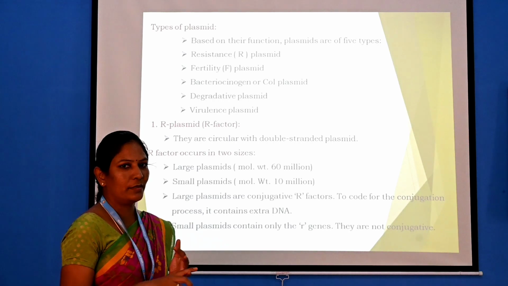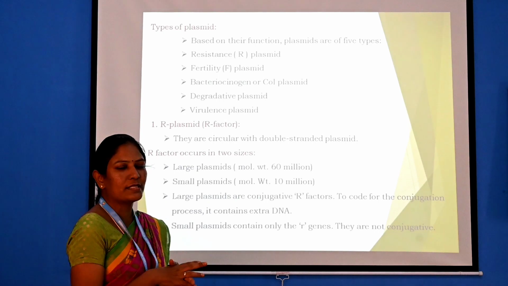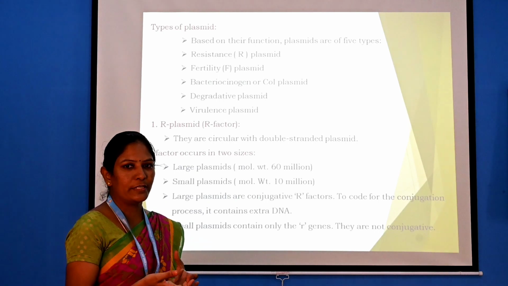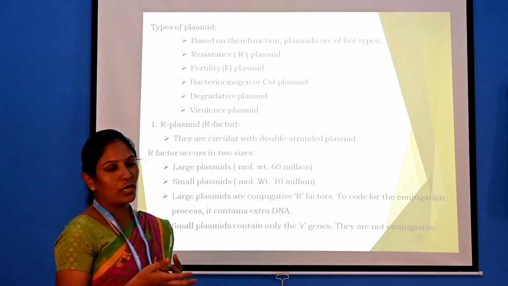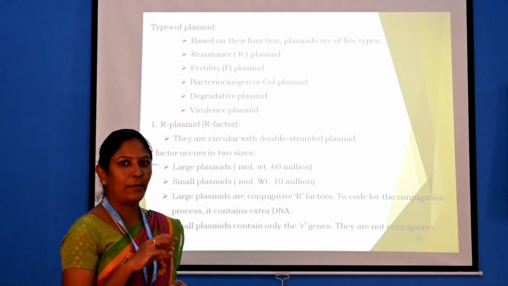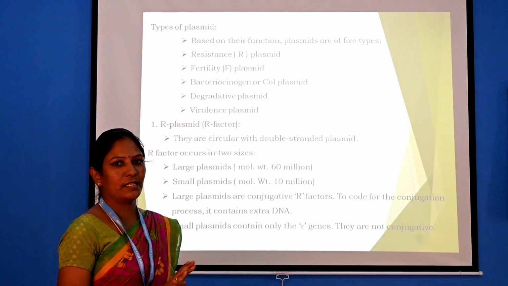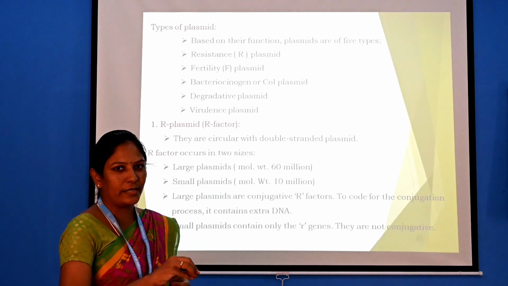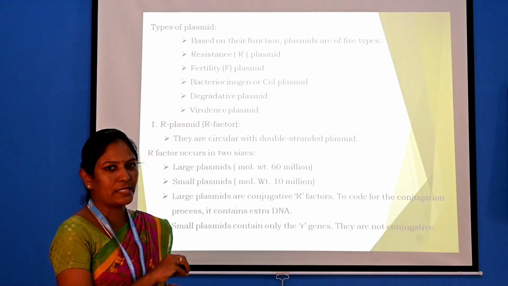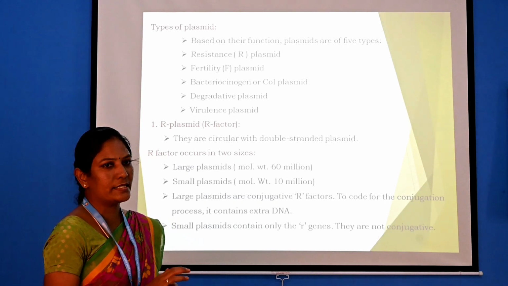The large size of R plasmids contains larger segments of DNA, or extra genes are present, for the need of the conjugation process. But in the smaller plasmid, few genes are present because it will not be involved in the conjugation process. So it is smaller in size, and only a few genes will be present in the smaller size of resistance plasmid.